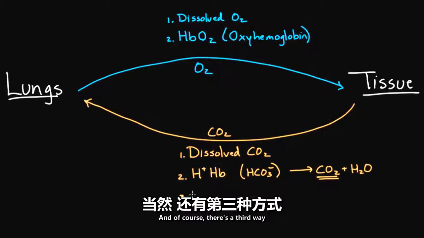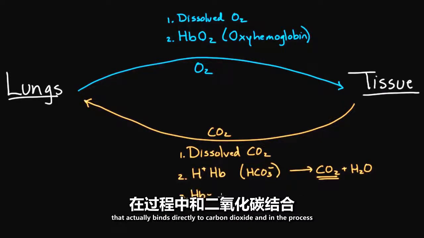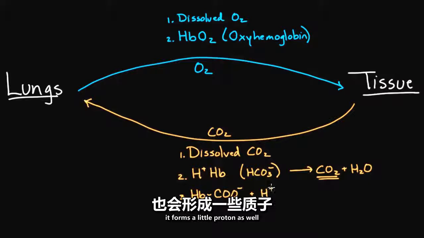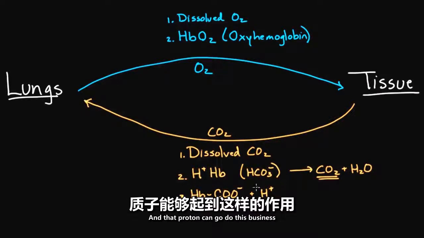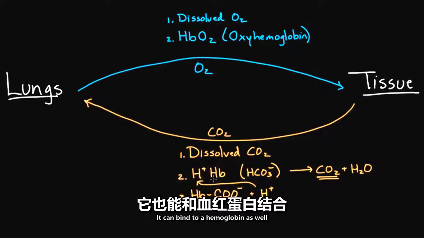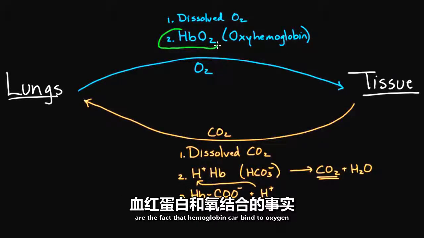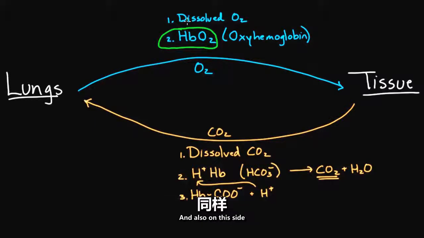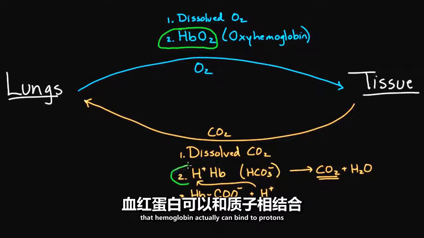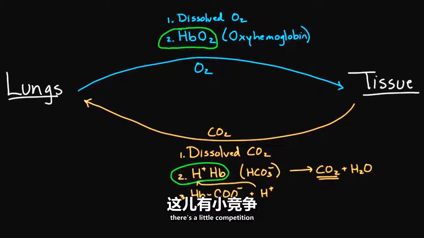And of course, there's a third way. Remember, there's also some hemoglobin that binds directly to carbon dioxide, and in the process it forms a little proton as well, and that proton can go do this business, right? It can bind to a hemoglobin as well. So there's a little interplay there, but the important ones I want you to focus on are the fact that hemoglobin can bind to oxygen, and also on this side, that hemoglobin can bind to protons.